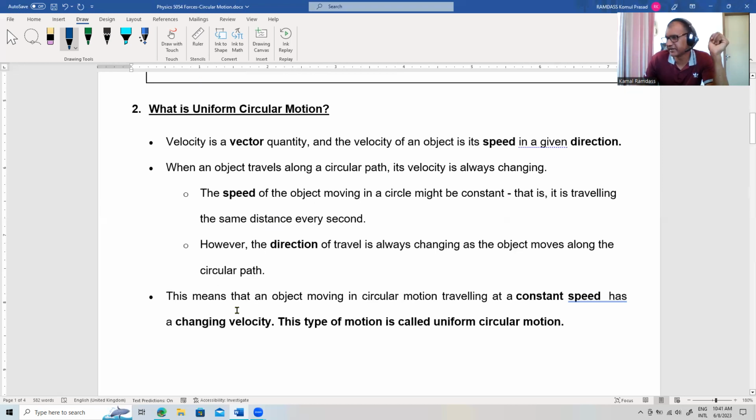And this means that an object moving in a circular motion, traveling at constant speed, or not constant speed, has a changing velocity. And the type of motion where the object may move along a circular path with constant speed, on appelle ça uniform circular motion.